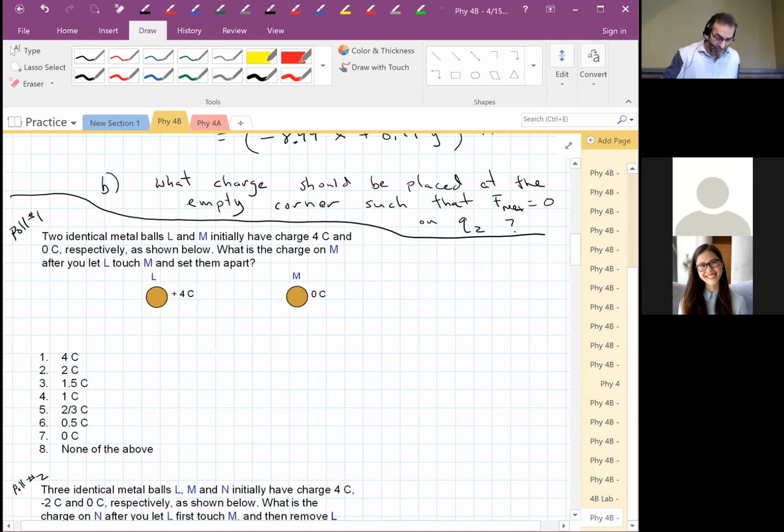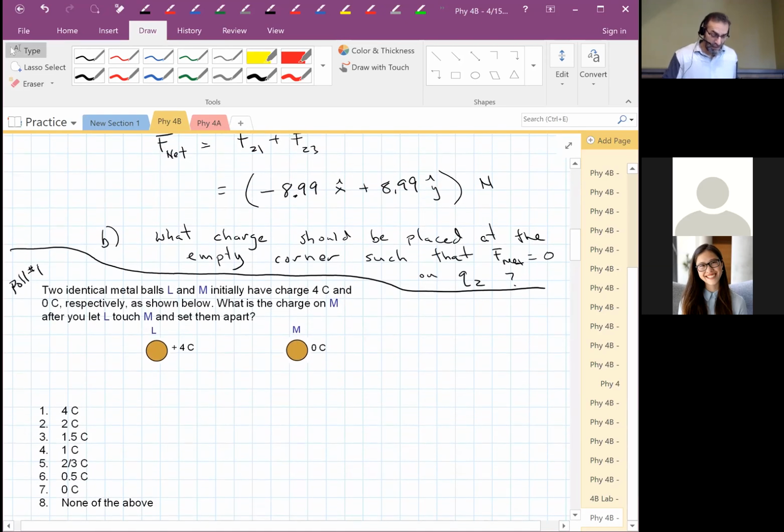Let's do this one. We've got two identical conductive spheres, L and M. One of them is charged up to 4 coulombs. The other one has no charge on it. We're going to bring them together, let them touch each other, then separate them. And we want to know what's the charge on M after we do that.